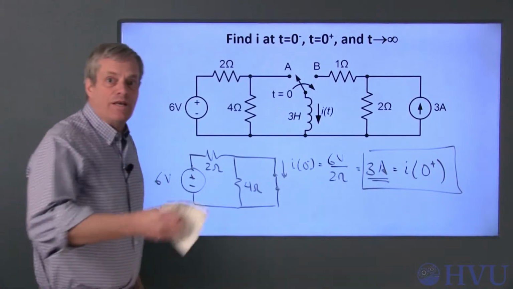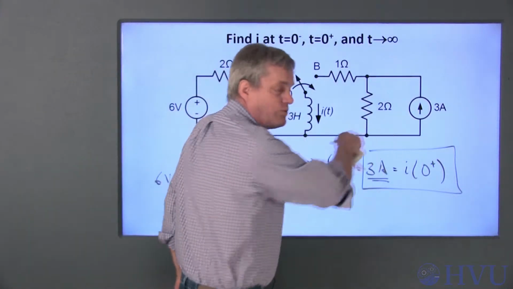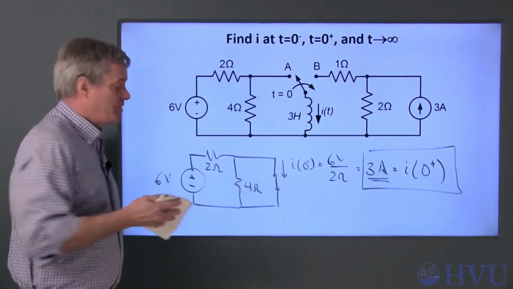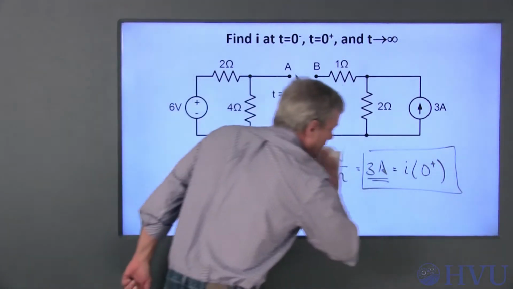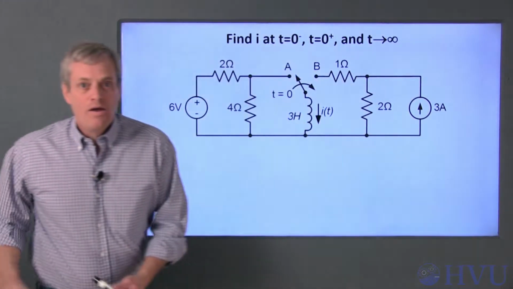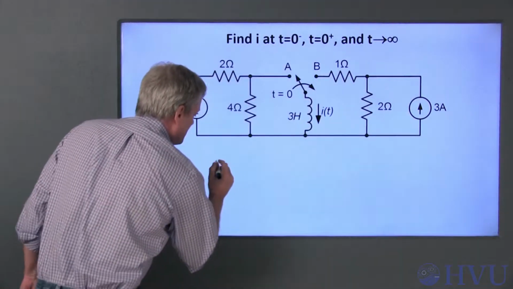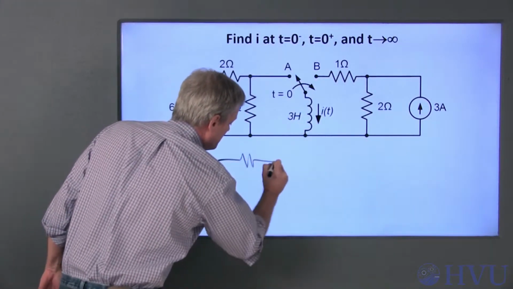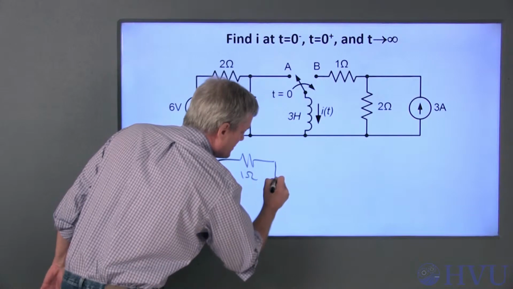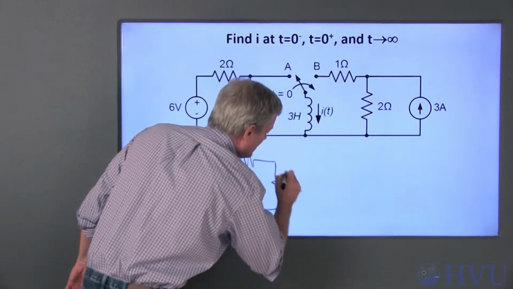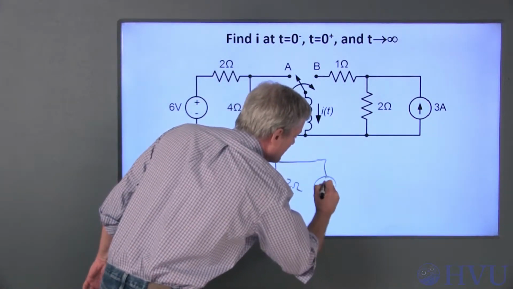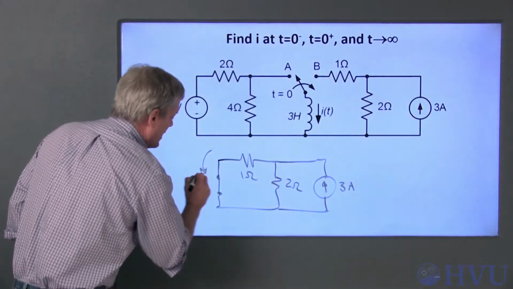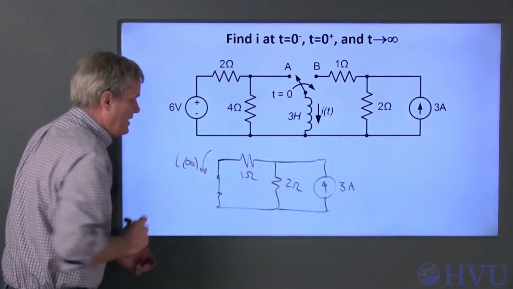After the switch moves, the inductor is again connected to a constant input. If I wait for a long time, the inductor again looks like a short circuit. This inductor becomes a short circuit. It's now connected with a 1 ohm resistor, a 2 ohm resistor, and this 3 amp current source. We want to find I at infinity.